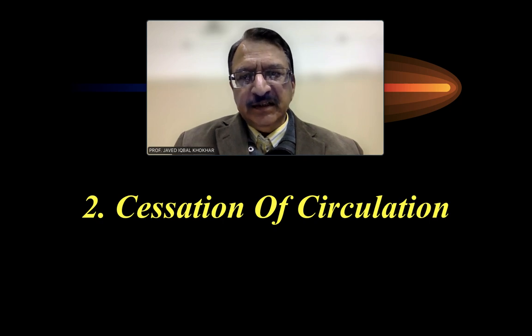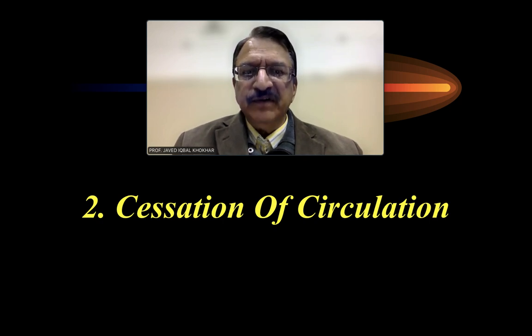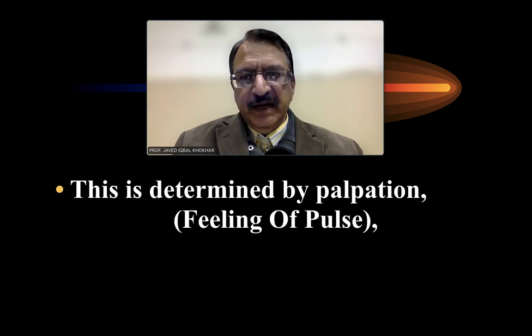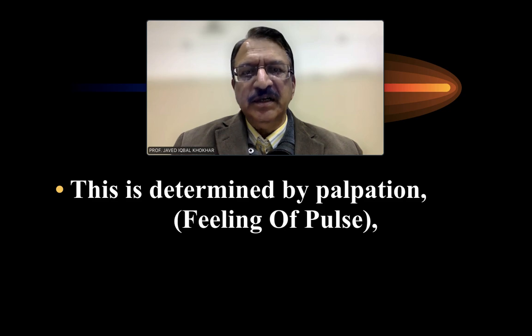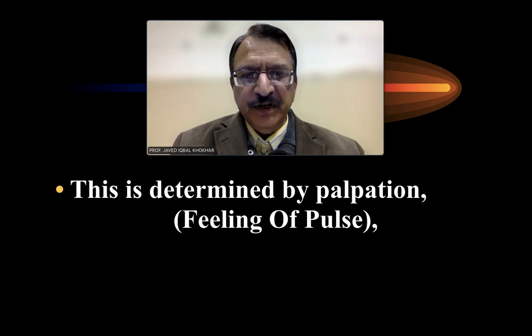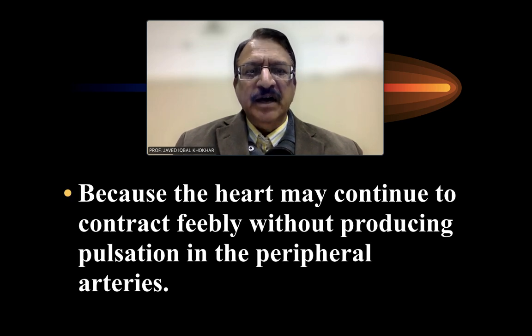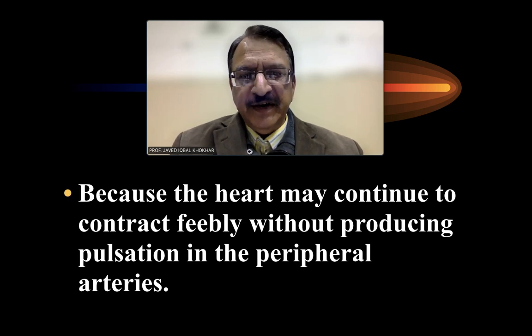Then the second is the criteria of cessation of circulation. And this is determined by palpation. We feel the peripheral pulses, the radial, the carotid. Sometimes this is not a reliable indicator because the heart may continue to contract feebly without producing a peripheral pulse.